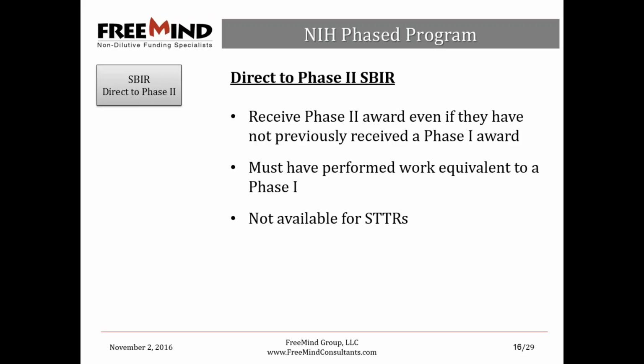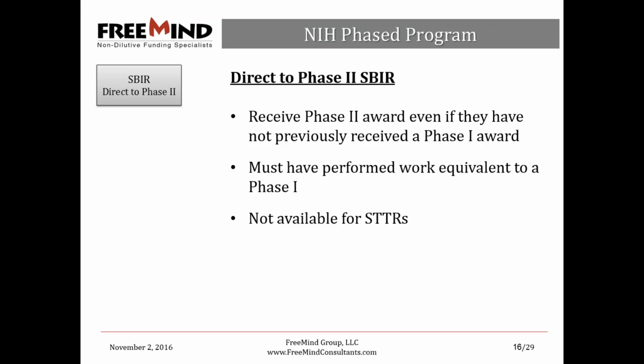A mechanism that has not been around for many years, and is probably even less known than the Phase 2B and the Fast Track, is a direct to Phase 2 SBIR. By the way, the previous examples I gave were relevant for SBIRs and STTRs. This is an exception to that. This really is only relevant for SBIRs and not STTRs.